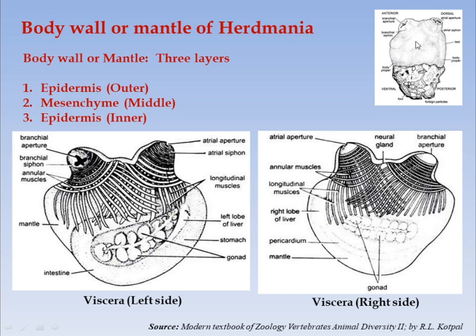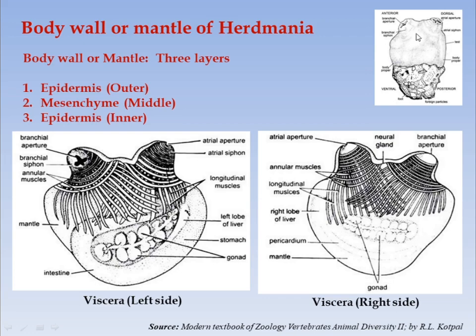The mantle is not uniformly developed throughout the body proper. Means कहीं पे ये thick होगा, कहीं पे thin होगा. So now we will discuss about that. Now, if we divide the body of the Herdmania into two regions, that is the anterior dorsal region, and this is the posterior dorsal region. So, first we will discuss about this is the dorsal part, and at the back there will be ventral part. So, this part above this is the anterior dorsal side.